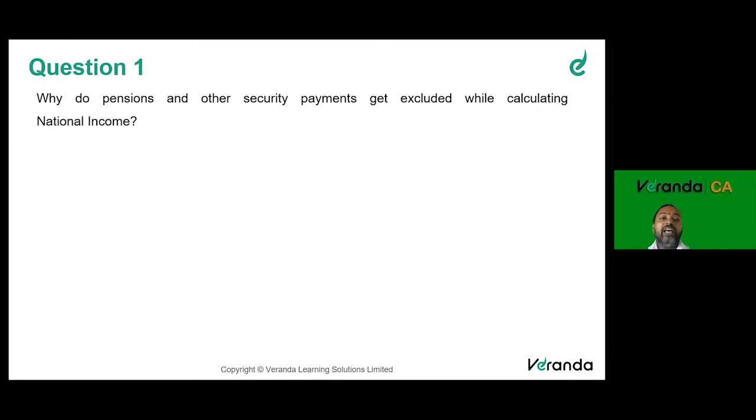Similarly, if you look into the other security payments, for instance, various state governments are having something like subsidized food or subsidized medical facility, etc. Those are all security payments. And if you look into that, whether there is going to be any specific service or any specific value addition there, the answer is clearly no. So this is one of the reasons why we predominantly do not compute pension and other security payments while computing the national income. Any doubts here, team?